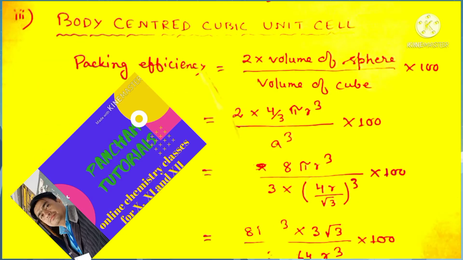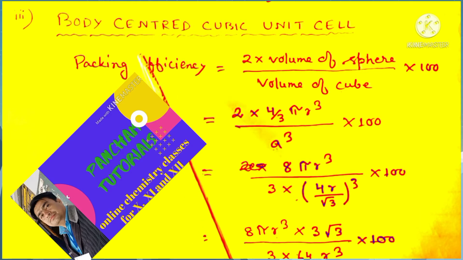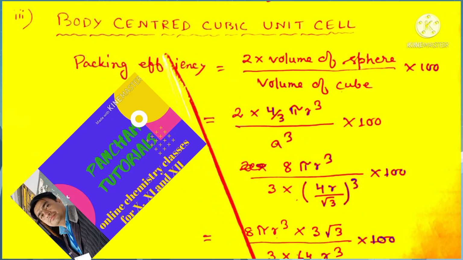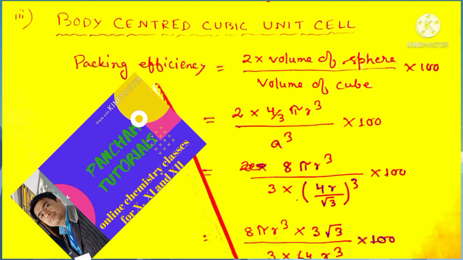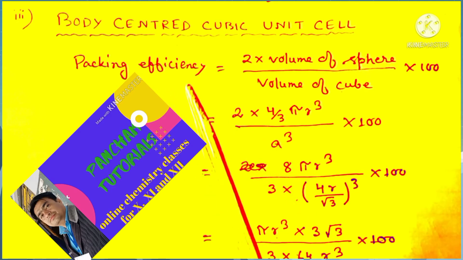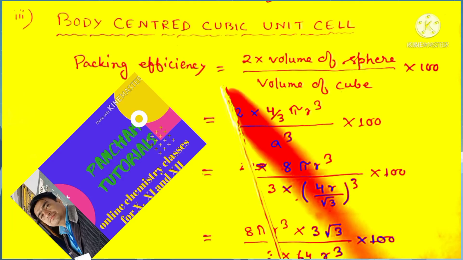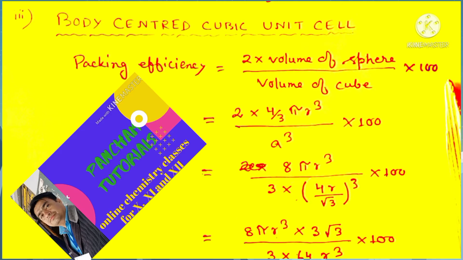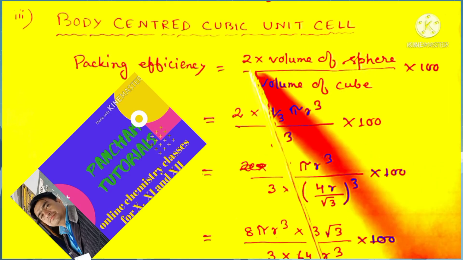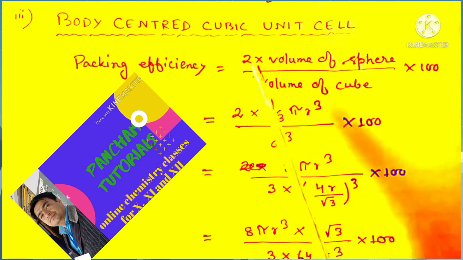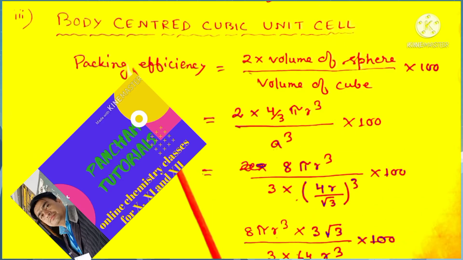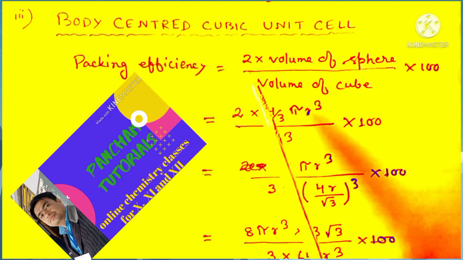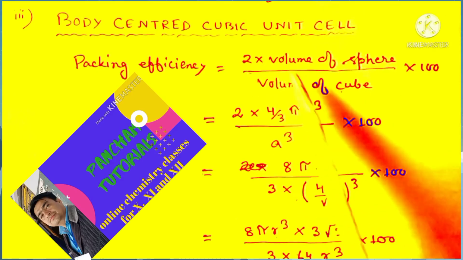So finally, the body centered cubic unit cell. In the body centered cubic unit cell, there are 2 atoms. So in order to find the packing efficiency, we take the help of the formula here. Packing efficiency is equal to 2 into volume of sphere divided by volume of cube multiplied by 100. Here the 2 is due to the fact that in the body centered cubic unit cell there are 2 atoms, so it is the volume of the 2 atoms here.